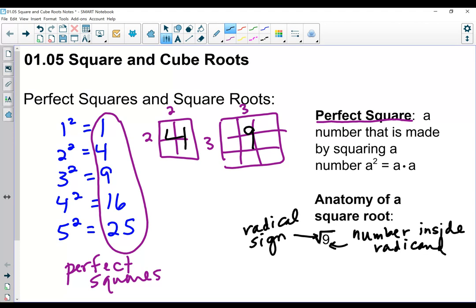And just to kind of wrap up this page, let's go through and write down 3 times 3 equals 9, 3 squared equals 9, square root of 9 equals 3. So 3 is the square root of 9, and 9 is a perfect square. Just kind of to summarize everything that we've done on this page.